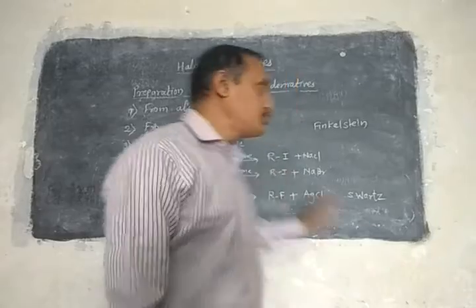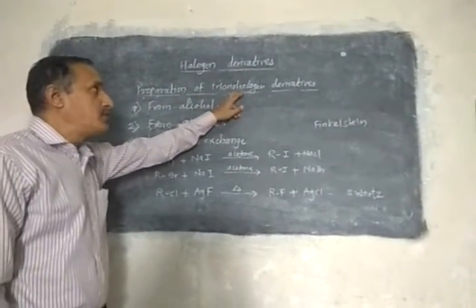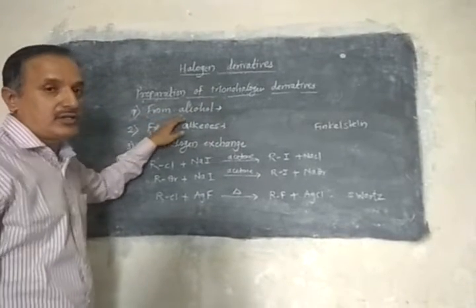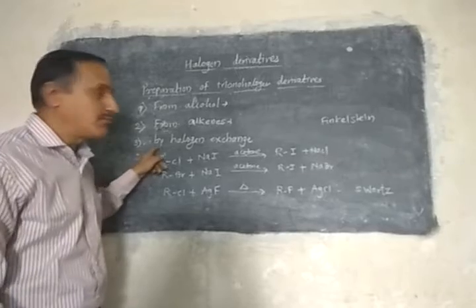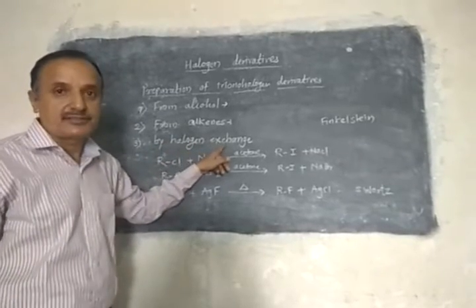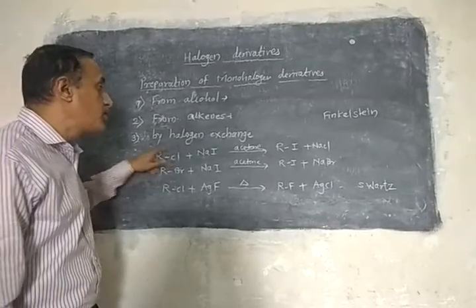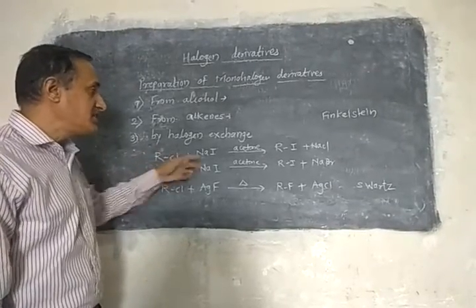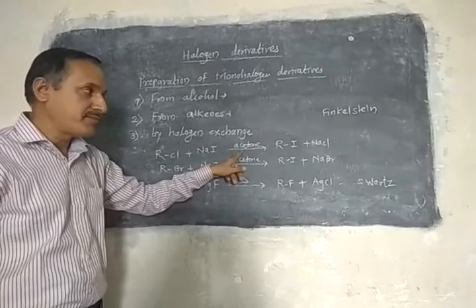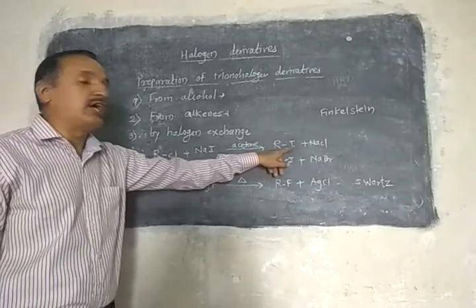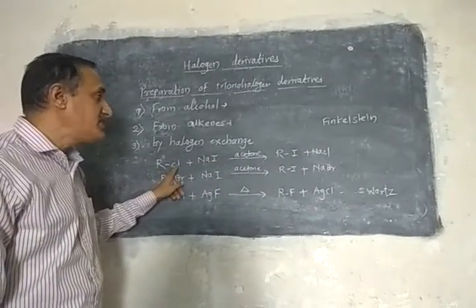So we have seen so far the preparation of these monohalide derivatives from alcohols, then from alkenes, and third by halogen exchange. Now here, if an alkyl chloride is treated with sodium iodide in the presence of dry acetone, we get the alkyl iodide. In this reaction, the chlorine is replaced by iodine.